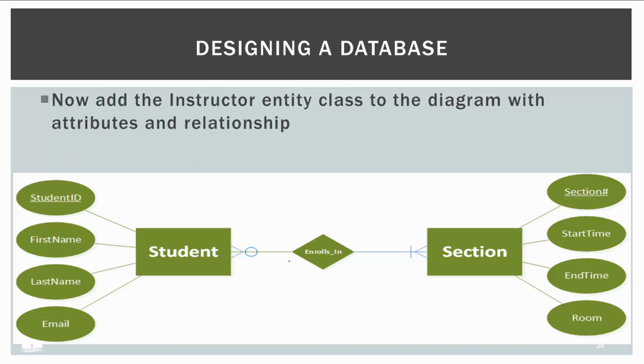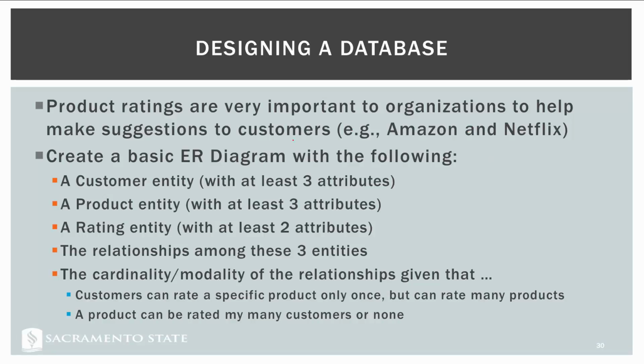All right, next class, what we'll do is we will add the instructor entity to this diagram with a few attributes, pick 3 or 4, and the relationship along with the cardinality and modality. So what I want you to do for homework for next class is to see if you can figure out how you would add an instructor entity to this diagram and how you would do the attributes, the identifier, and the cardinality and modality. So we'll do that next class. Additionally, next class, we will also do another example for database design. If you want to get a head start on that, you can, but we're going to work through this.